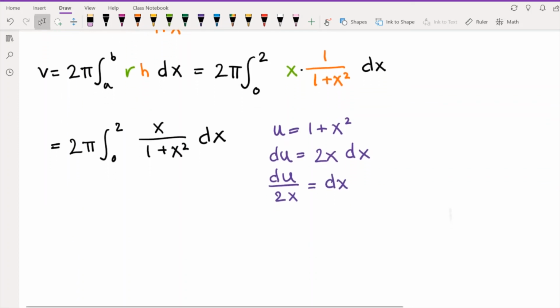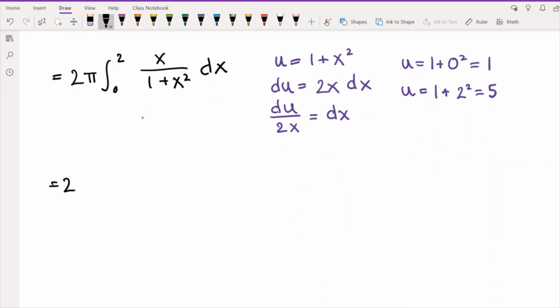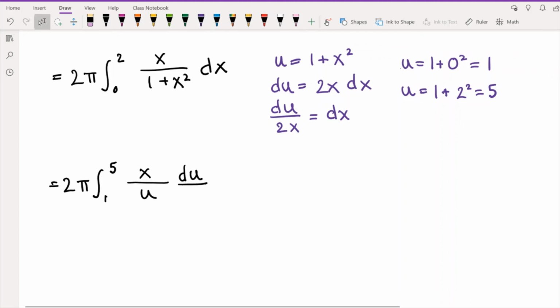And then our new bounds are going to be u equal to 1 plus 0 for the lower bound, so that will just give us 1. And then the new upper bound is going to be 1 plus 2 squared, which is 5. Okay, so what is our new integral going to look like? Now we're going to have 2 pi times the integral from 1 to 5 of x over u du over 2x.